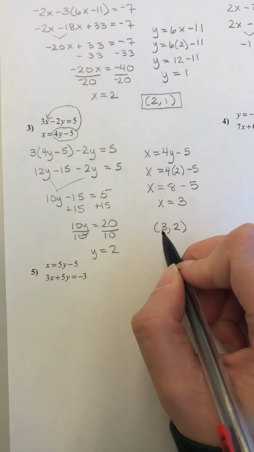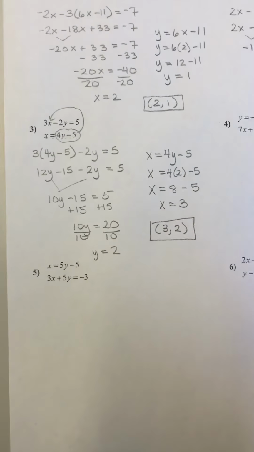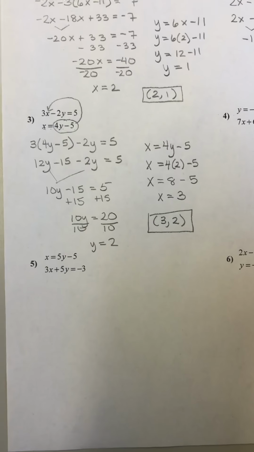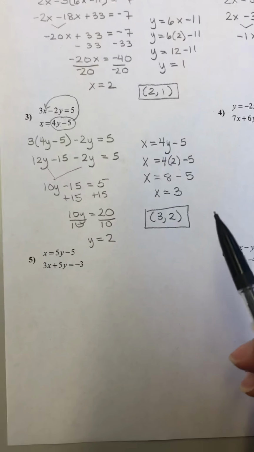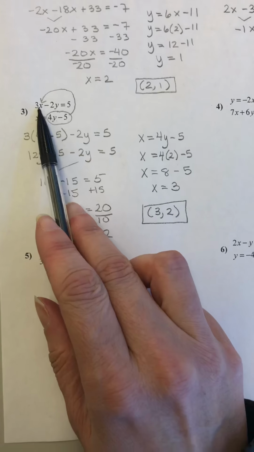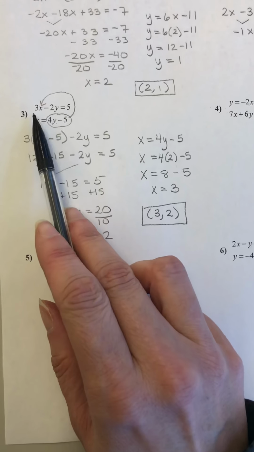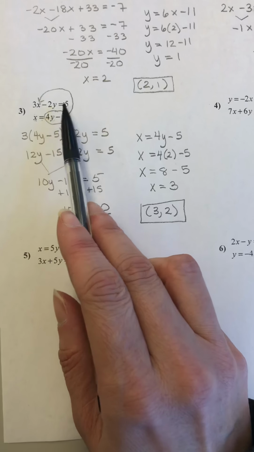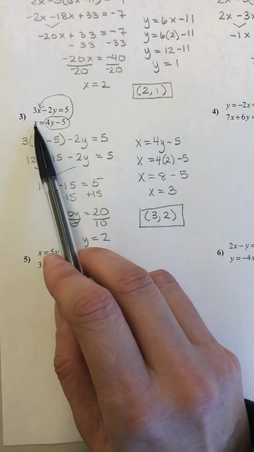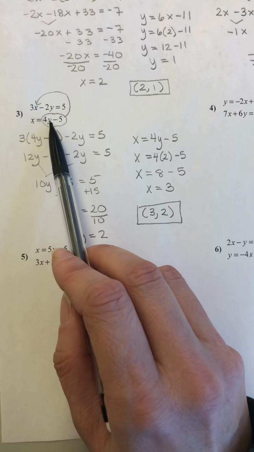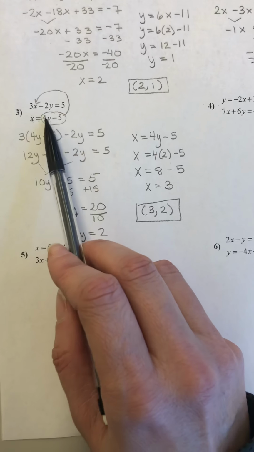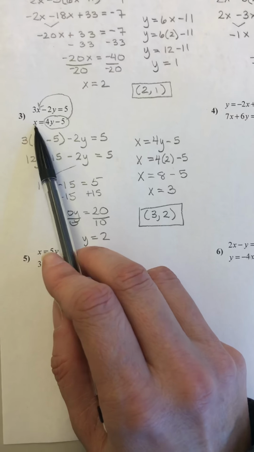X first, x, y. Again, graphically, that's where the lines intersect. Algebraically, if I put in that x is 3 here and y is 2, I would get 9 take away 4, which is 5. And this says the x coordinate is 4 times the y coordinate, which is 2. So 8 minus 5 gets me the x coordinate of 3.